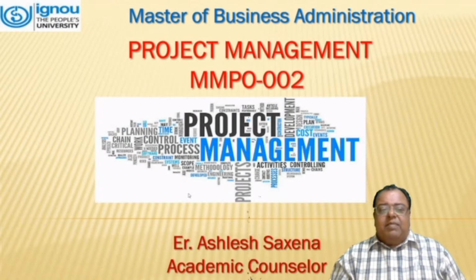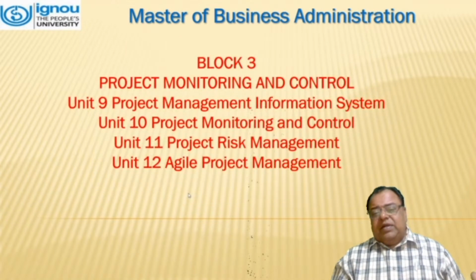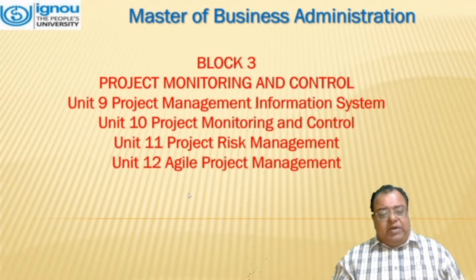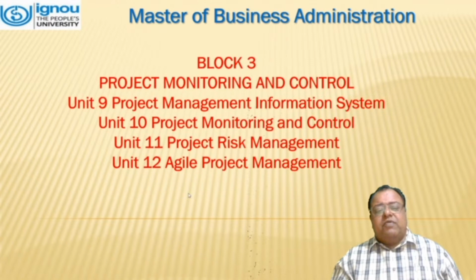Today we will be talking about project management, MMPO 002. In continuation, today's topic will be project monitoring and control, which is Block 3, comprising 4 units. Unit 9 is Project Management Information System. Unit 10 is Project Monitoring and Control. Unit 11 is Project Risk Management, and Unit 12 is Agile Project Management.